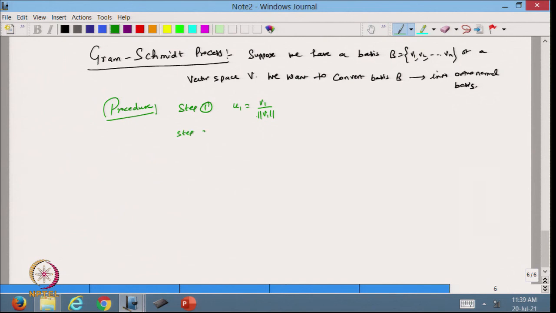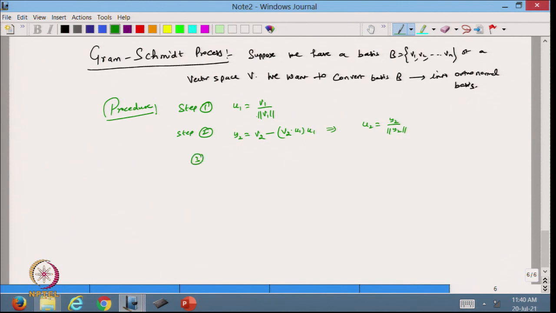Step 2. Now I take the vector y2 equal to v2, and I want to make this vector orthogonal to u1. So I take v2 minus v2 dot u1 u1. From v2 I have removed the projection of v2 on u1, so that becomes the perpendicular part. From here I will call u2 as y2 divided by its magnitude, so that becomes normalized.